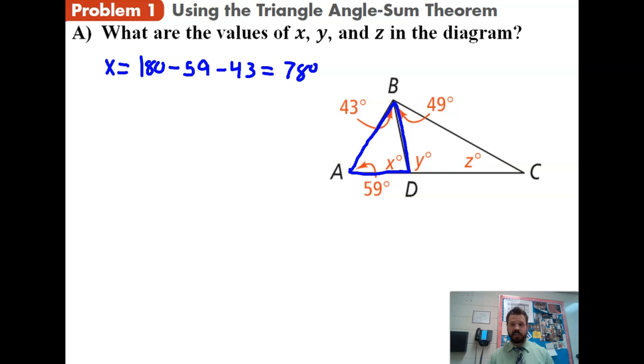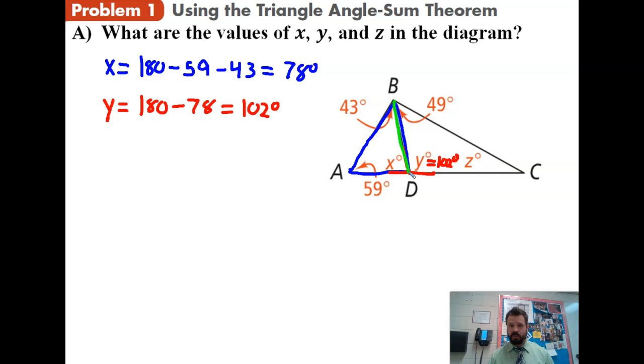Once I have that x, I can find the y. Since x and y make a linear pair, to get y, I can just subtract x from 180. So y will be 180 minus the 78 we just found, which will be 102 degrees. So I know y is equal to 102. And then once I have the y, it's pretty easy to find the z.